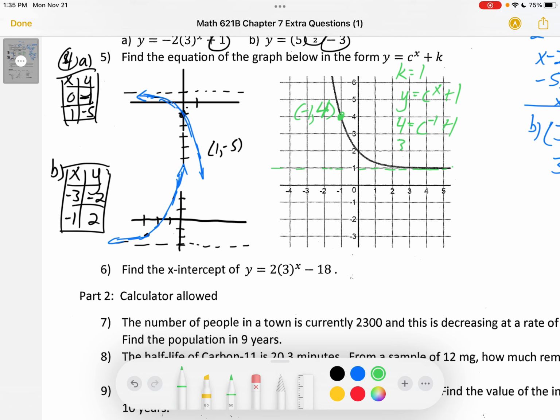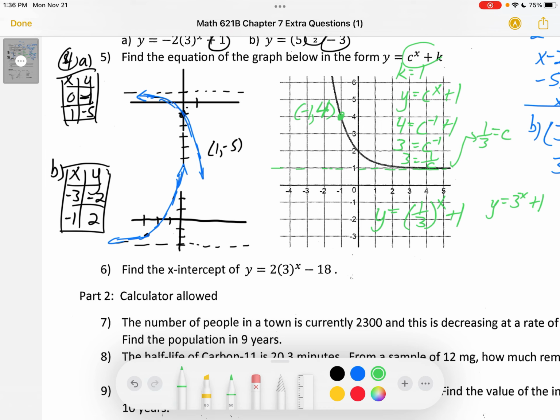So I'll move the 1 over to the other side. c to the negative 1 equals 3, or 1 over c equals 3. And either through algebraic manipulation or just sort of reasoning it out, if 1 over c is 3, then c is 1/3. And that means the equation is going to be 1/3 to the x plus 1. Okay. If you decided that you wanted to write it as 3 to the negative x plus 1, that's okay. It's not the form that it's asking for here, but I would still take that.